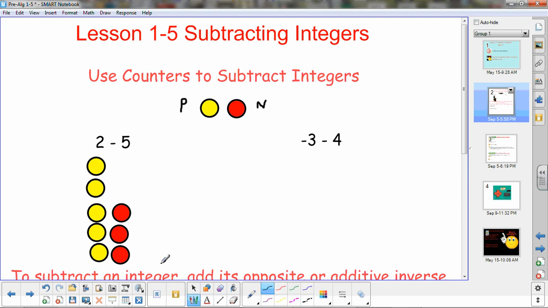But now I can go ahead and take away 5 positives. 1, 2, 3, 4, 5. When I take away 5 positives, I'm left with negative 3.